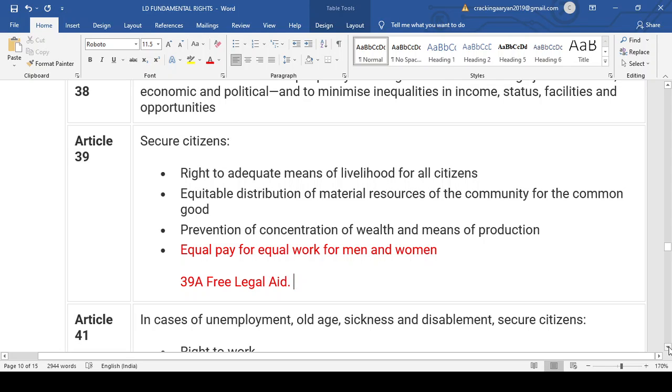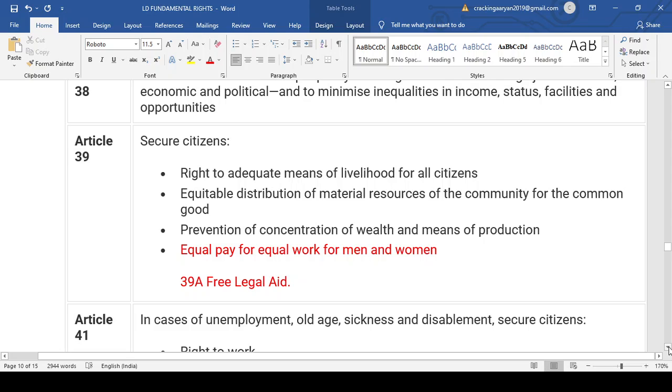The state shall provide free legal aid to those who are not able to file a petition in the Supreme Court, or those who are not able to procure a lawyer for their defense. For them, it is the duty of the state to provide free legal aid.